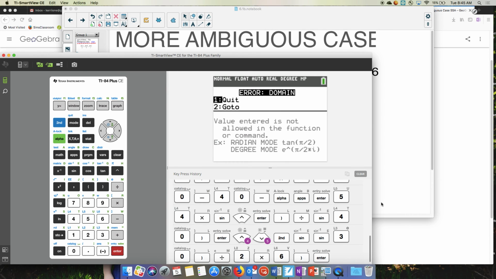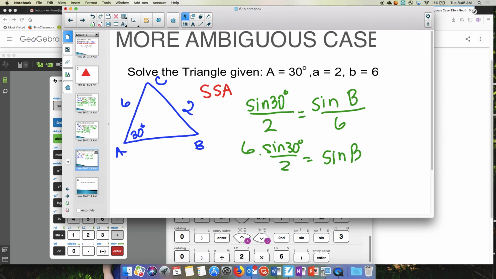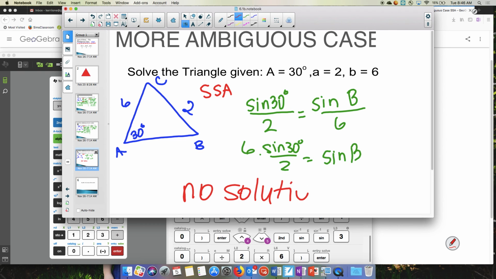Okay? That's because, what's the sine of 30 degrees? 1/2 times 6 is, so this is 3/2 right here. And we know that sine has to be between -1 and 1. We're getting a domain error. Well, it's the easiest thing to do because that just means we have no solution. You can't find any angles or sides because they can't exist. So if you get a calculator error in a side-side-angle problem, there's no solution, and you're done.